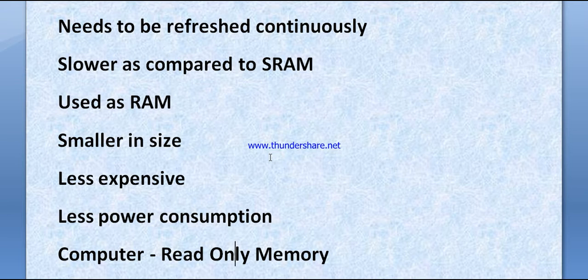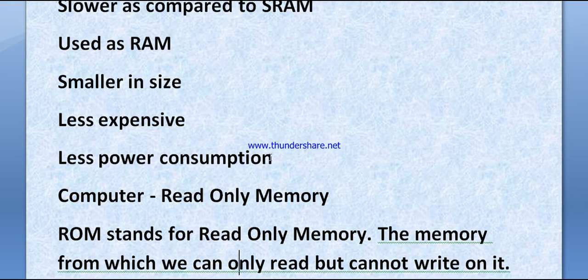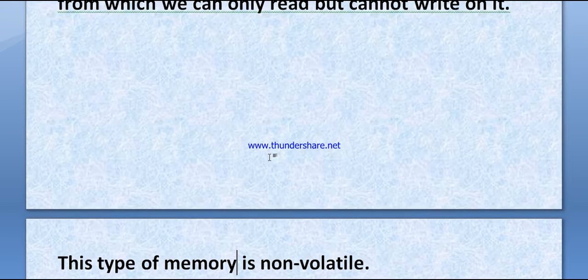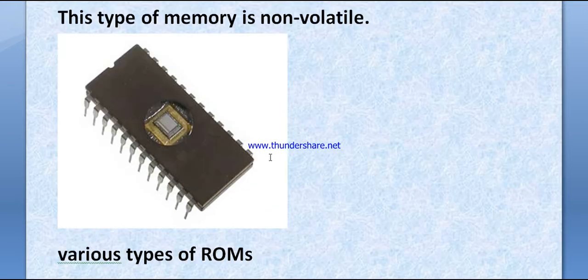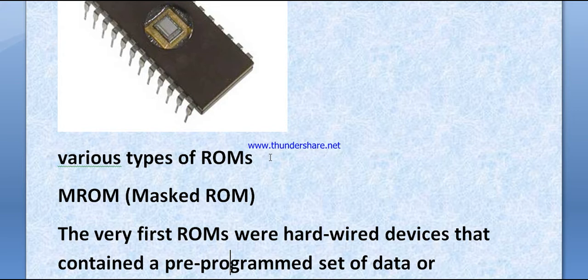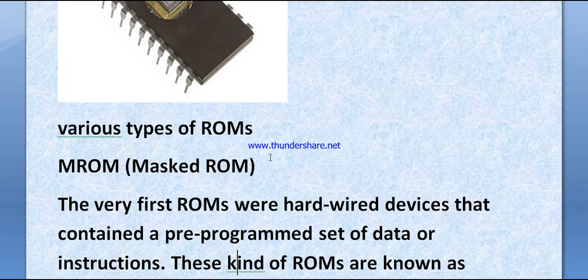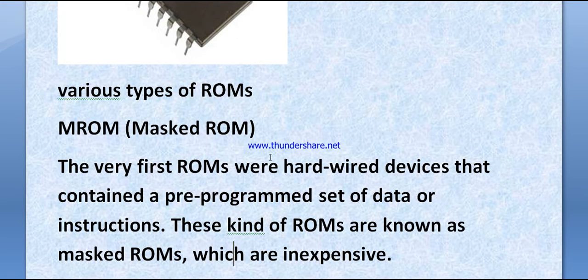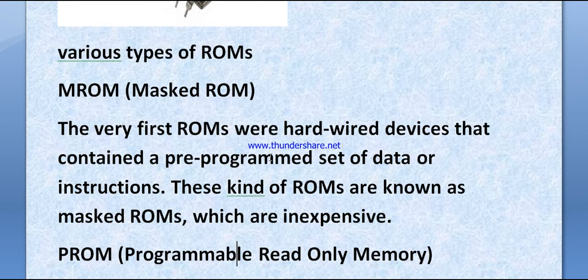This is a permanent memory, ROM, read only memory. ROM stands for read only memory, the memory from which we can only read but cannot write on it. The type of memory is non-volatile. Various types of ROM: MROM, masked ROM. The very first ROMs were hardwired devices that contain a pre-programmed set of data or instructions. This kind of ROM is known as masked ROM, which is inexpensive.